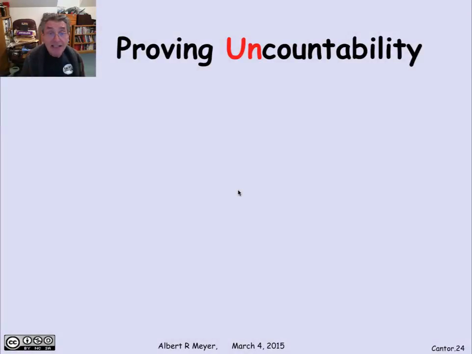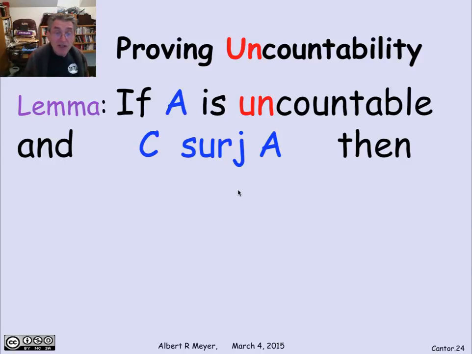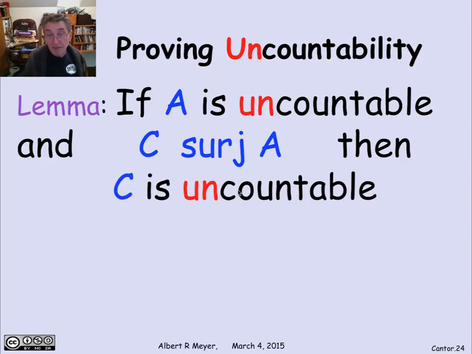Now, just as we had a general way to prove countability, you can show that a set is countable if there's a surjection from a set you know is countable onto the target, then the target's countable. Take the contrapositive of that lemma, and you can say that if a set A is uncountable and there's a surjection from C to A, then C has to be uncountable. That's just the contrapositive of the previous one. If C was countable, then A would be countable. So if A is uncountable, C must be uncountable.